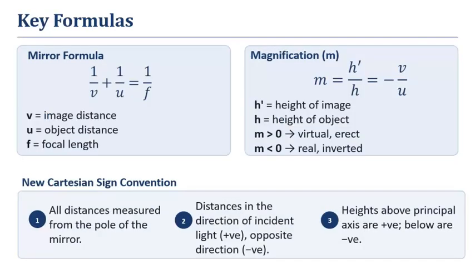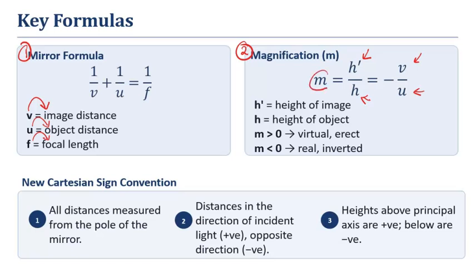Let's start. Now we have two important formulas. First is mirror formula and second is magnification formula. See, mirror formula is 1 upon v plus 1 upon u is equal to 1 upon f, where v represents image distance, u represents object distance, and small f represents focal length. Now, for magnification formula, m is equal to height of image divided by height of object, that is equal to minus image distance divided by object distance.